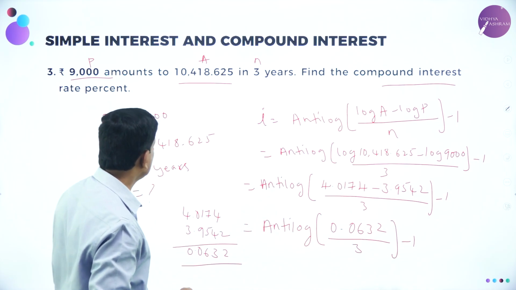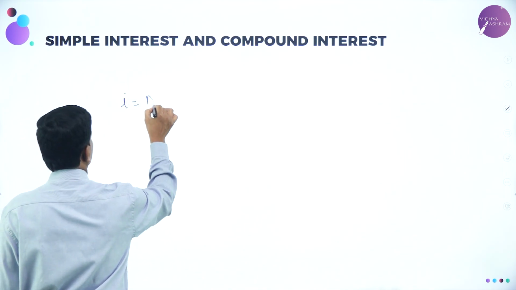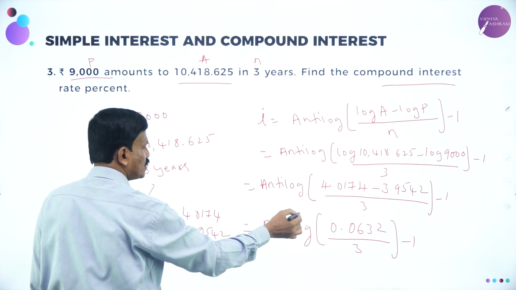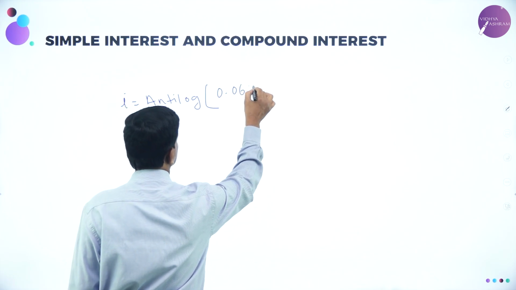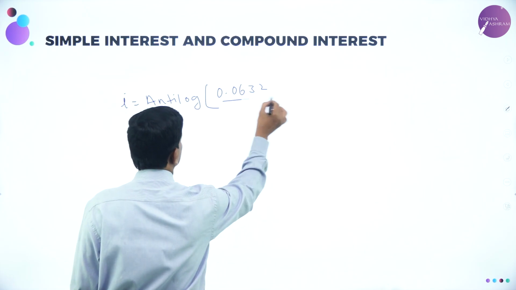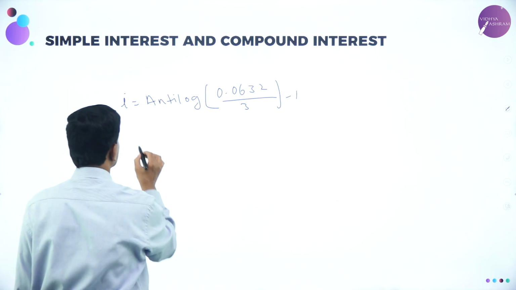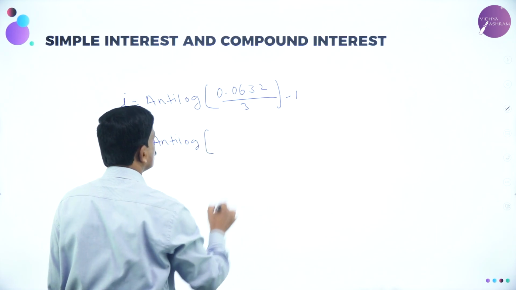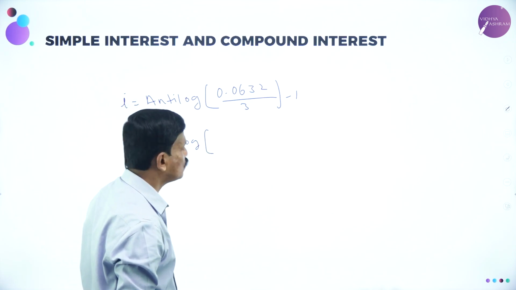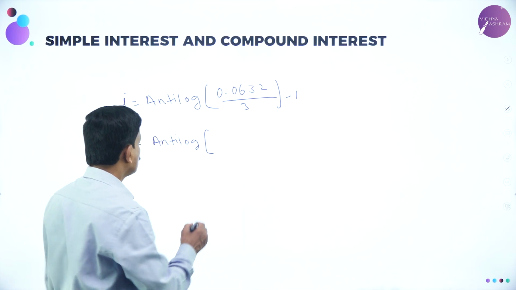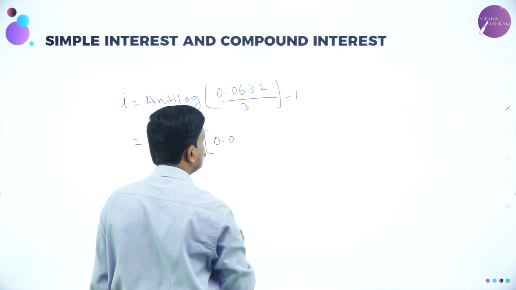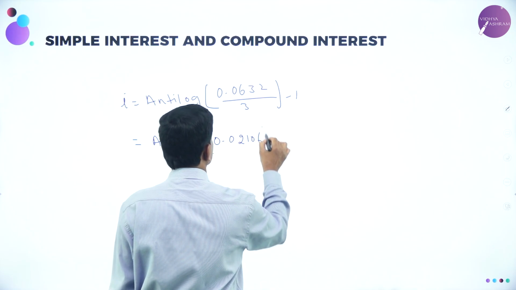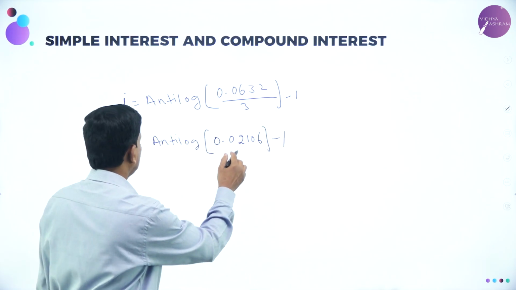Now let us go to the next page. I is equal to anti-log of 0.0632 divided by 3 minus 1. This is equal to anti-log of, so if we divide 0.0632, what is the answer you are going to get? So this is equal to 0.0210666. Okay. Now just find out the anti-log for this.